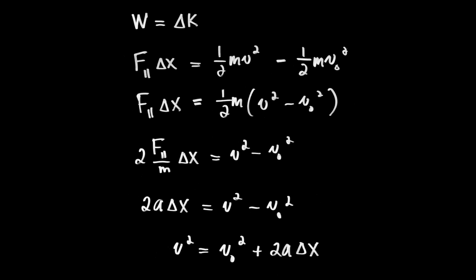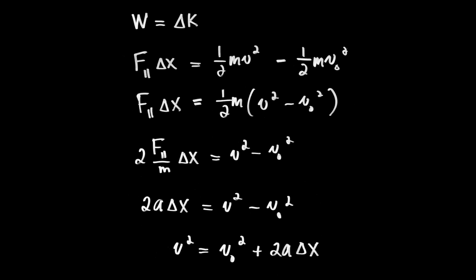The work-energy theorem tells me that the work done is equal to the change in the kinetic energy. That is the work-energy theorem. Let me flesh it out. The work is the parallel force, F parallel, multiplied by the displacement, delta x, would then be equal to 1/2 the mass times the speed squared, which is the final kinetic energy, minus 1/2 the mass times the initial speed squared, which is the initial kinetic energy. On the right-hand side of this equation, let me factor out the 1/2 and the mass. So this is 1/2 the mass multiplied by the quantity, the final speed squared, minus the initial speed squared.